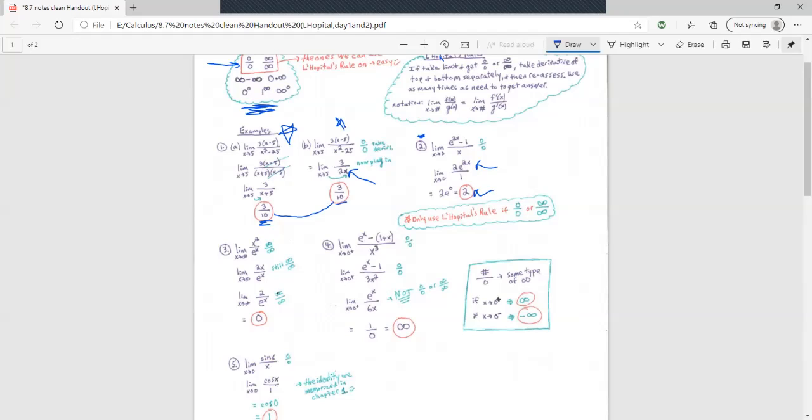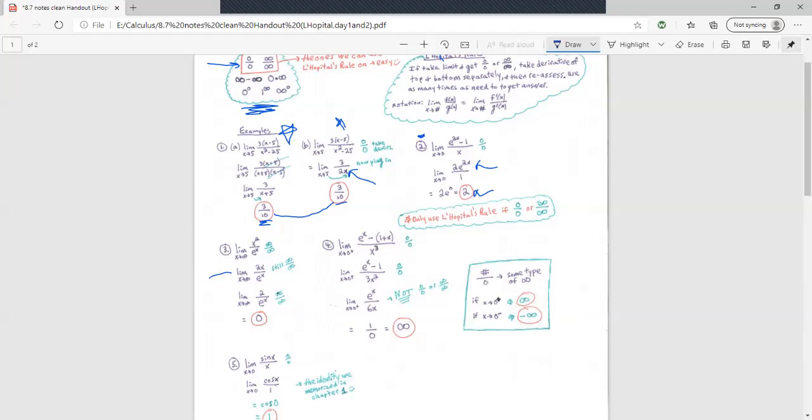You get a huge number on the top, you get infinity on the top, and then e to the infinity, you get infinity on the bottom. So since you have infinity over infinity, that's L'Hopital's rule form. That's indeterminate form, which I can use L'Hopital's rule on. So I'm going to take the derivative of the top and the bottom. I get a 2x on the top, e to the x on the bottom, and now I plug in.